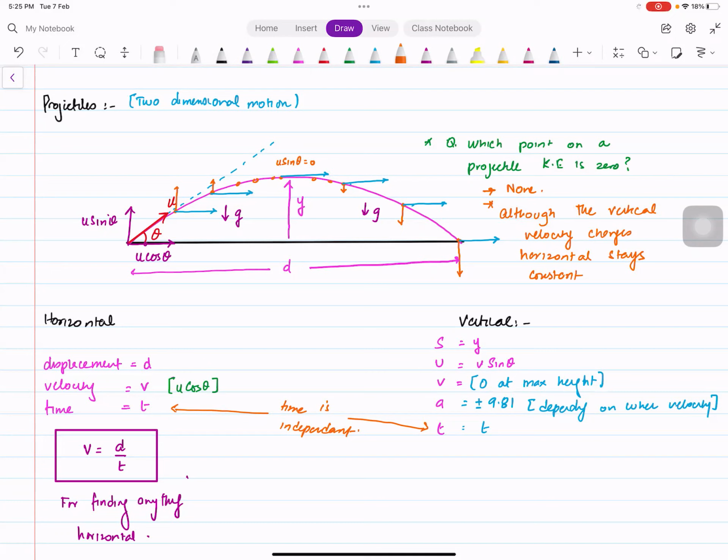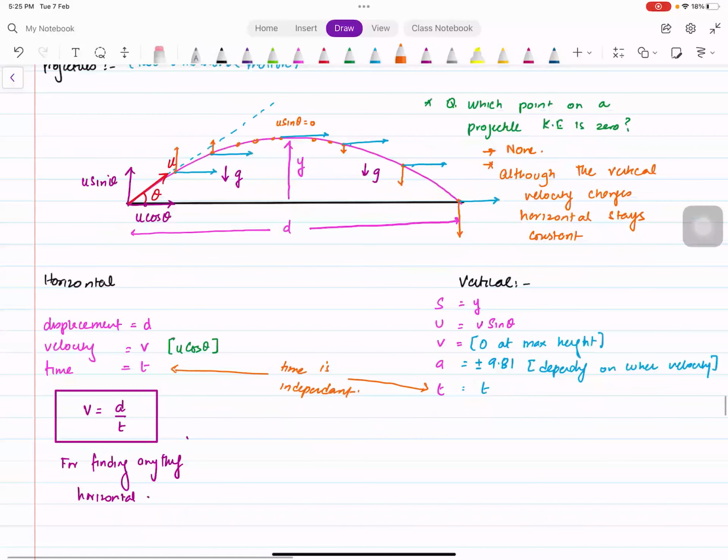Now, for vertical, you're going to use the three equations that we know, which are s equals ut plus half at squared; 2as equals v squared minus u squared, which is the most common equation in the questions; and obviously, v equals u plus at.